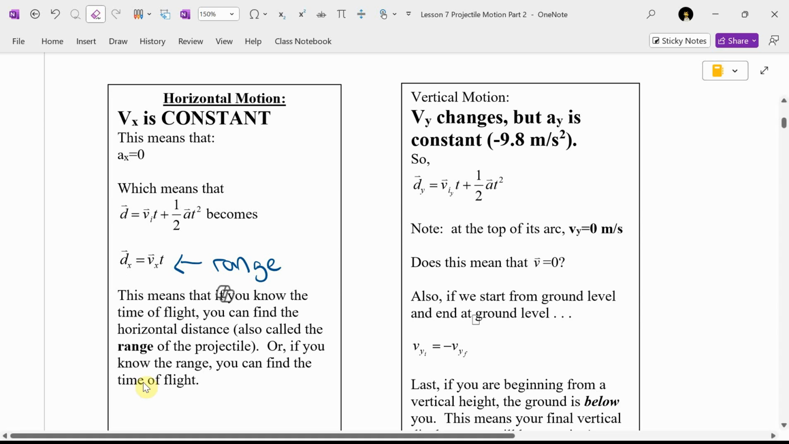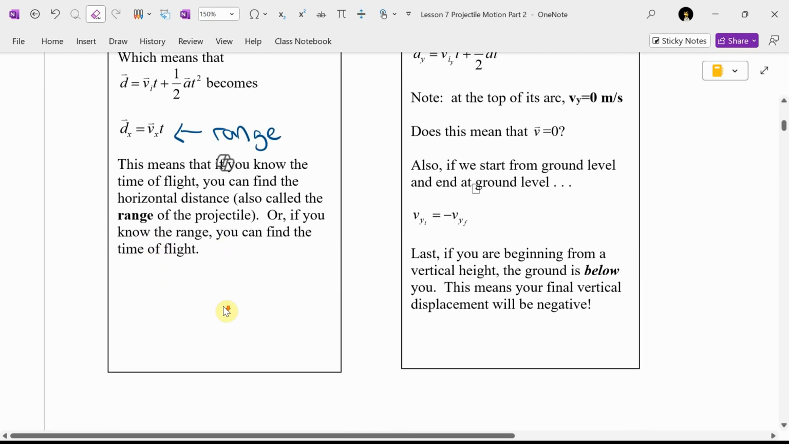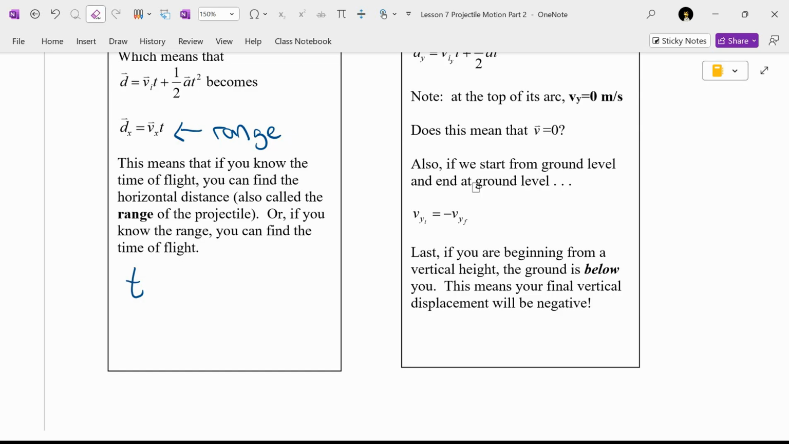What this means is if you know the time of flight, you can find the range, but also if you know the range, you can find the time of flight. If they give you the range, then the time of flight is just dx over vx. And you'll notice no quadratic, no square root, no nothing.